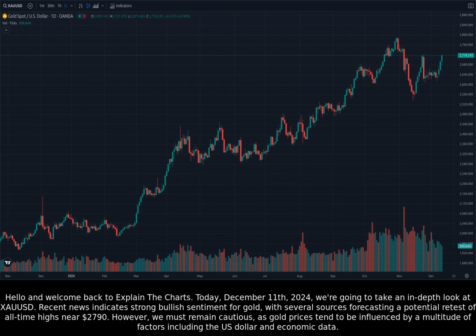Today, December 11th, 2024, we're going to take an in-depth look at XAUUSD. Recent news indicates strong bullish sentiment for gold, with several sources forecasting a potential retest of all-time highs near $2,790. However, we must remain cautious, as gold prices tend to be influenced by a multitude of factors, including the US dollar and economic data.